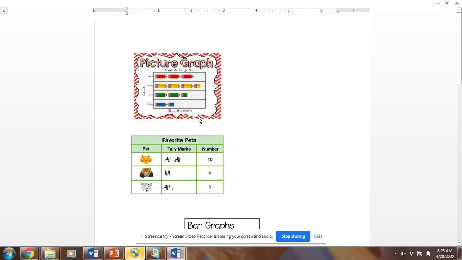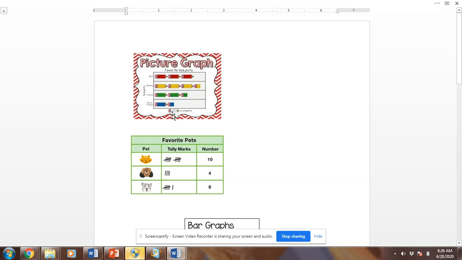Then you learned about picture graphs. Picture graphs are very similar to tally charts, only you're using pictures instead of tallies, right? And there's also another difference between your picture graph in that there's a key here. So there is a key right at the bottom here. You don't have that on a tally chart. And the key tells you what each picture is worth. Okay, what each picture is worth.